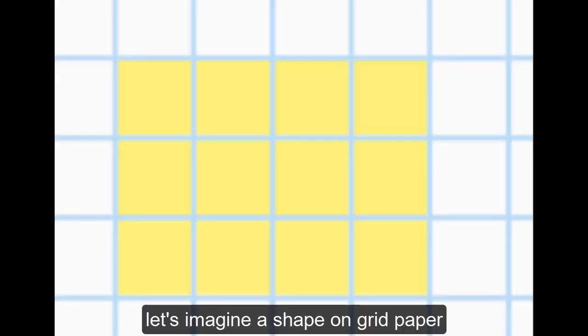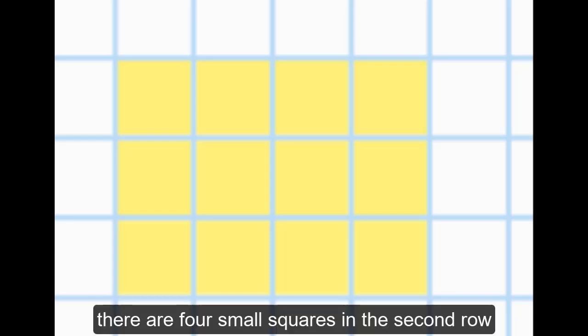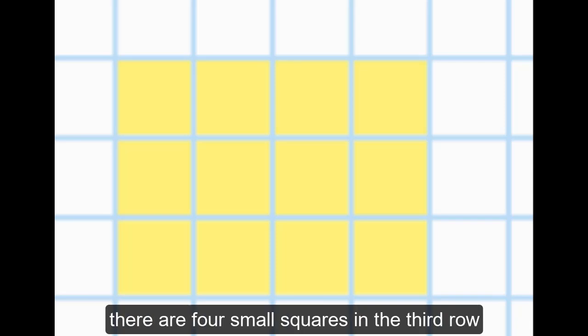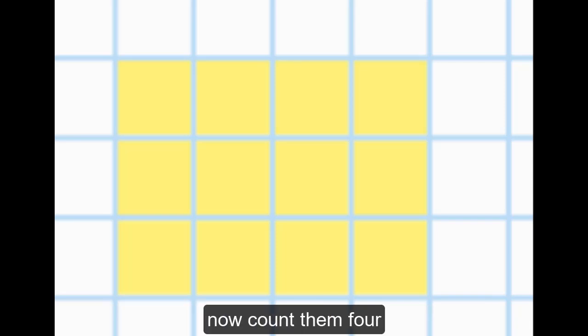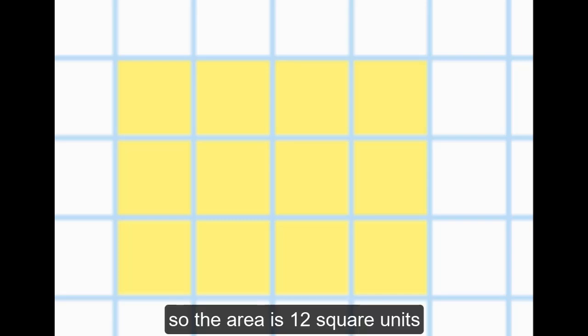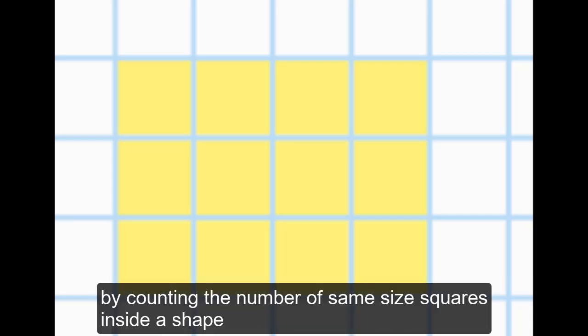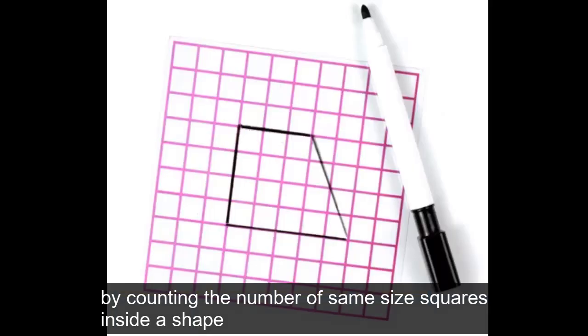Let's imagine a shape on grid paper. There are 4 small squares in the first row. There are 4 small squares in the second row. There are 4 small squares in the third row. Now count them. 4, 8, 12. So the area is 12 square units. This is area in a very simple form. We are counting how many same-size squares are inside the shape. Grid paper helps us find area by counting the number of same-size squares inside a shape.